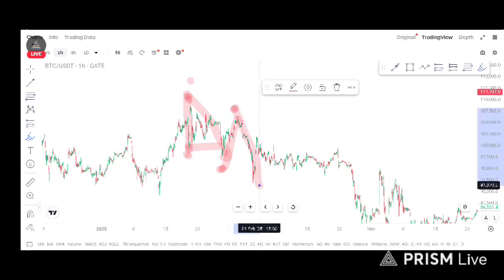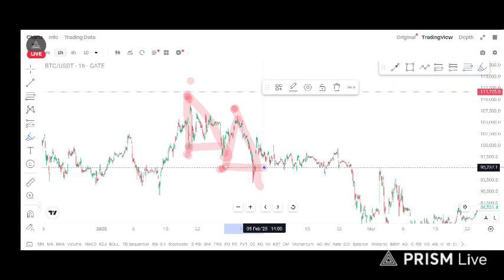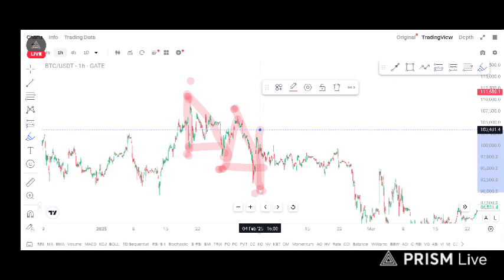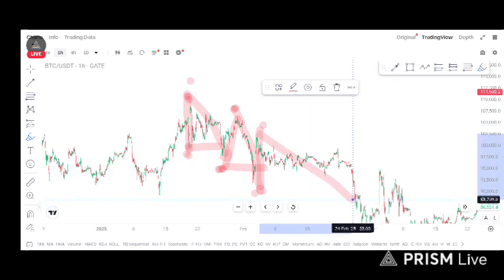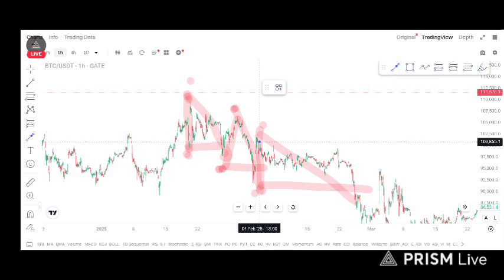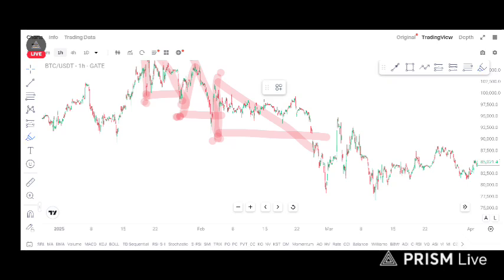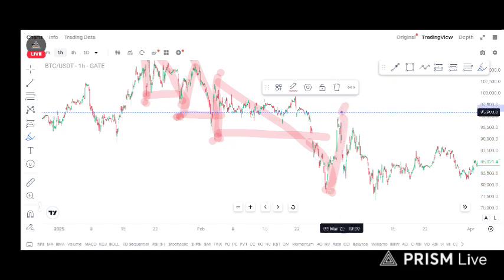Okay, it came again, broke structure and gave us a lower low. Why? Because this previous low is higher than this recent low. Then it pulled back again and created a high. Okay, and boom, it broke structure here. It broke structure here, created a new low, moved back again, and made a new high.